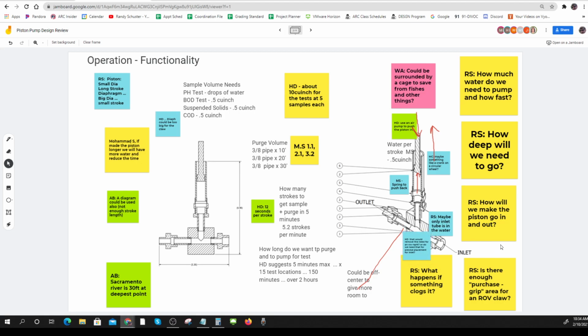An excellent question. Do we need good placement? Well, in the Sacramento River, it could be a problem. There's a pretty good current and things are running down all the time, and you might need the ROV to take the inlet check down below. It's possible. I think that's a question mark, and it certainly could make it easier to do.